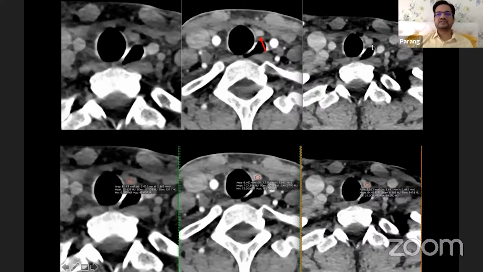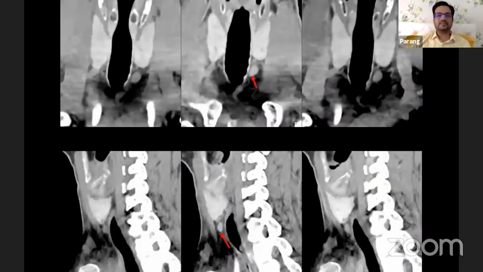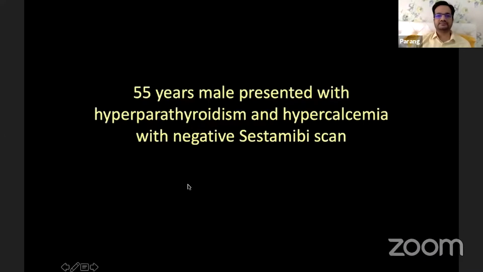Now, sometimes, as you can see in this case, the delayed washout is not so convincing visually. But if you put your ROI, you can clearly see that the lesion was 23 HU on plain. The enhancement rose to 103 HU and then fell to 64. So there is a clear washout also. The coronal and sagittal reconstructions further help you localize it.